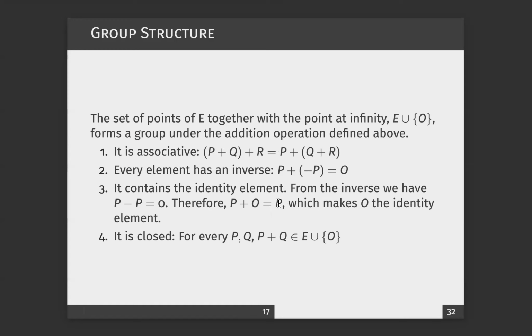Okay, so P plus 0 equals P. Let's just call this O, the identity element. And also it is closed. Okay, so which means that for any P, Q and the result of adding them, it is a point also in the elliptic curve. Okay, so that's the meaning of a closed operation.